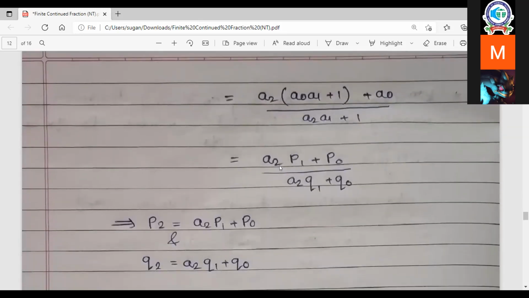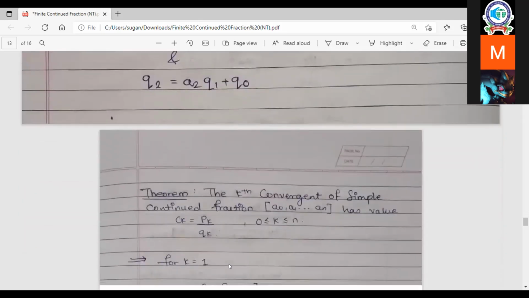If we solve this, we get the value (A2 P1 plus P0) upon (A2 Q1 plus Q0). So we get P2 as A2 P1 plus P0 and Q2 as A2 Q1 plus Q0, and so on.